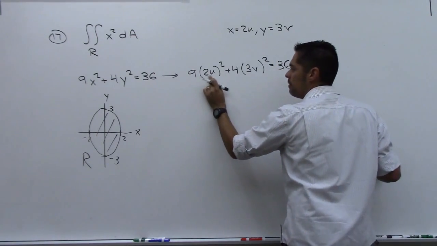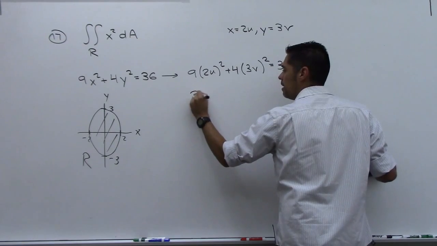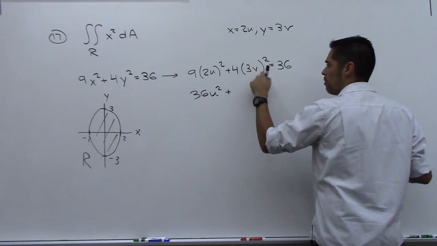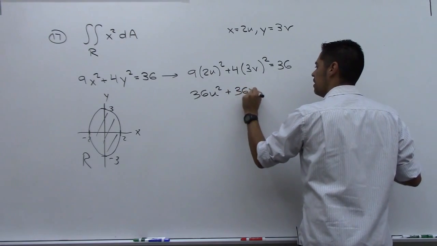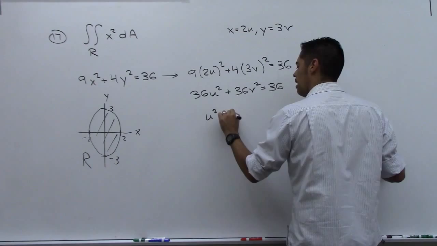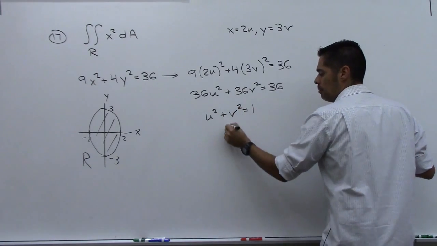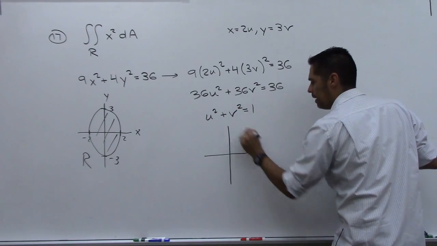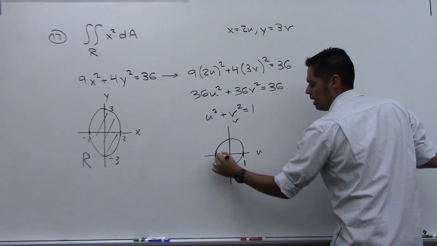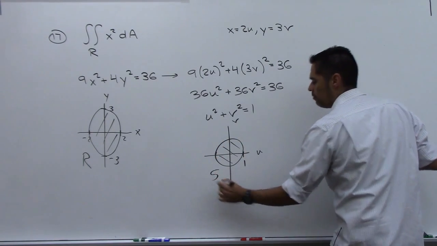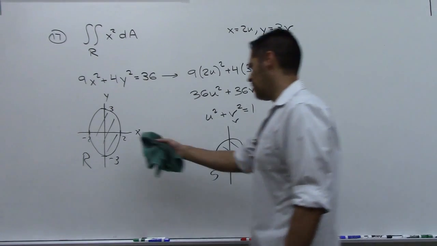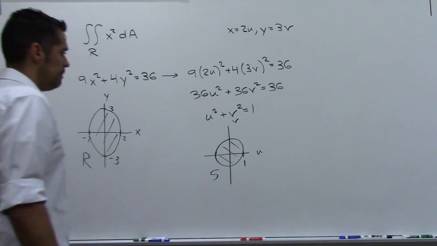So if I square this, I get 4u squared, I multiply times 9, I get 36u squared. Here I get 9v squared when I square this times 4, so you get 36v squared equals 36, and that's u squared plus v squared is 1, which if I look at that in the uv plane is going to be the unit circle. And this region S, we'll call it, will be much easier to integrate over than this one, because I can use polar coordinates on that.